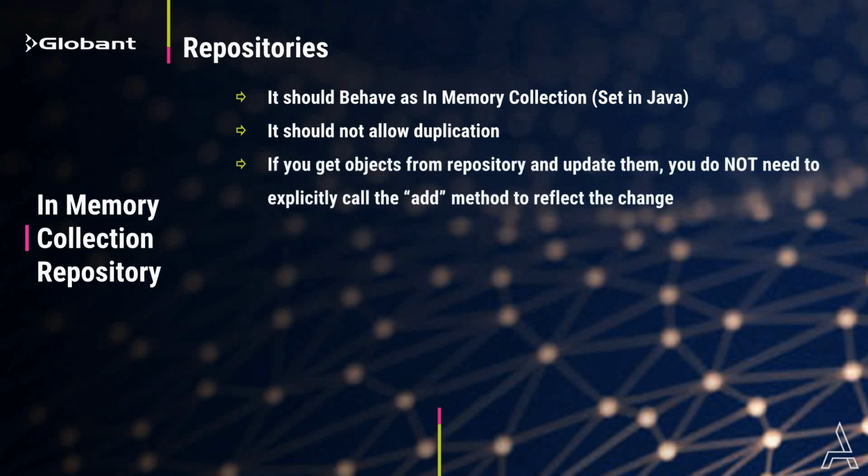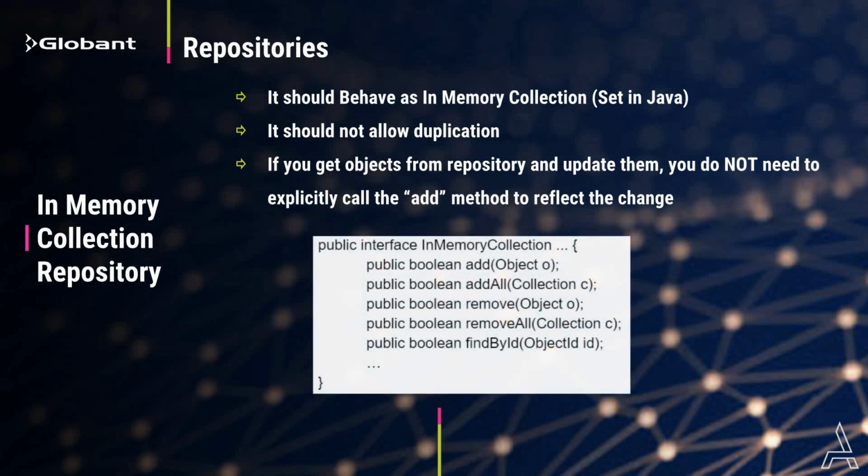So, the idea of having a repository simulating a collection is not just to have an interface with the same methods like add all, remove, or remove all. It should mimic a collection. So, whatever framework you use to implement the repository, you must not allow instances of the same object to be added twice. And also, when retrieving the objects from the repository and modifying them, you don't need to resave the object again. The repository should automatically track the changes in the object and update the final store when the transaction finishes. Here we have an example of how the in-memory collection interface should be.